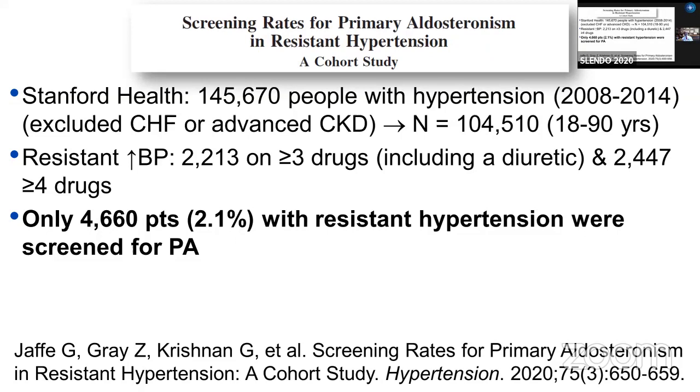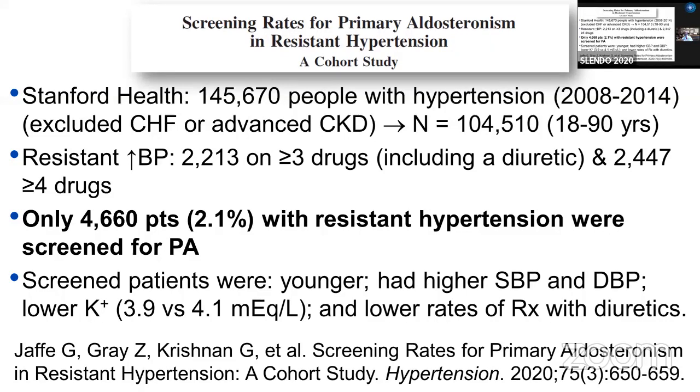Then they asked, well, how many of them were tested for PA? 2.1%. Only 2.1% of patients with resistant hypertension were tested for PA. Primary aldo affects 20% of people with resistant hypertension, but in the Stanford Health System, they're not being tested. The patients that were screened in general were younger, had higher blood pressure, lower potassium, and lower rates of treatment with diuretics.